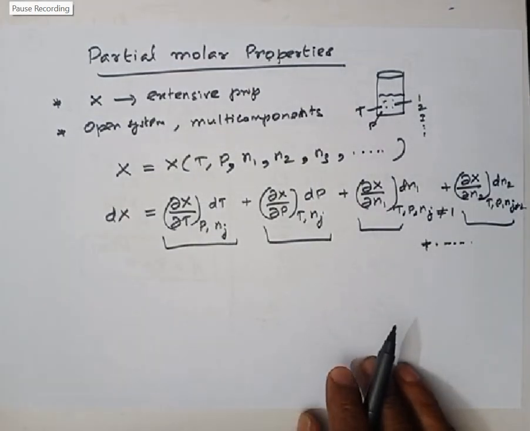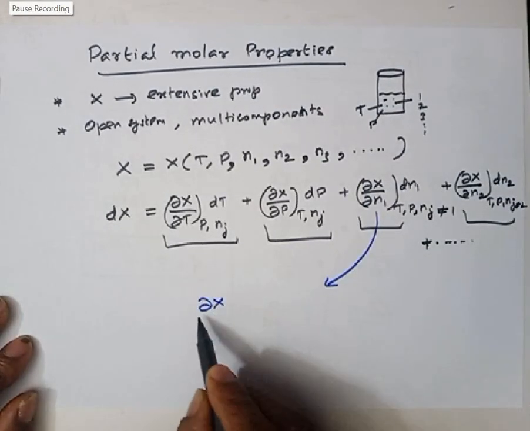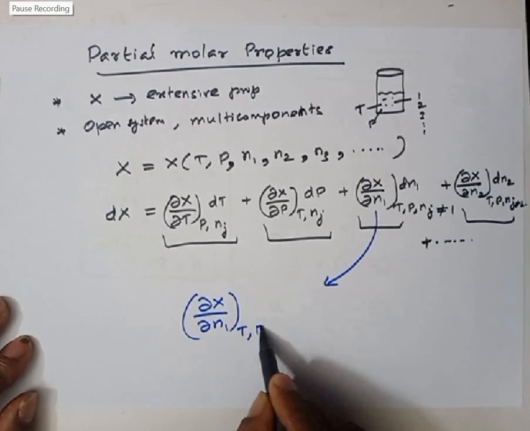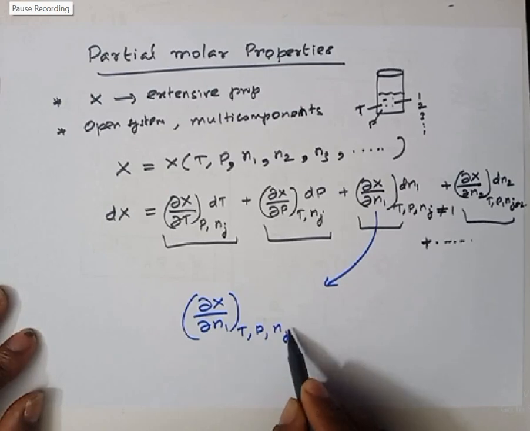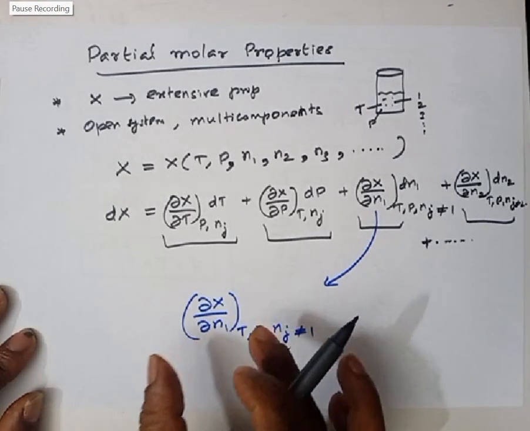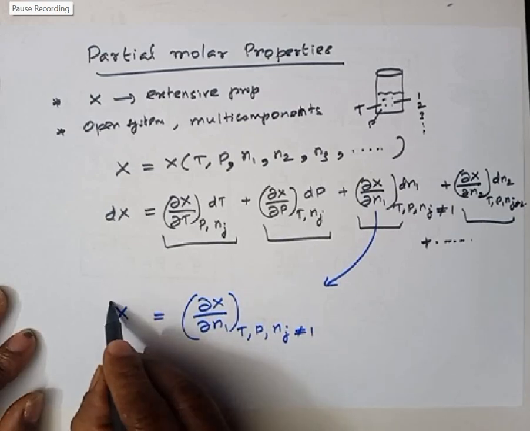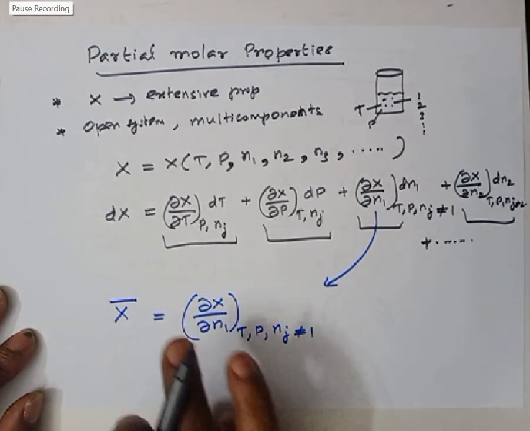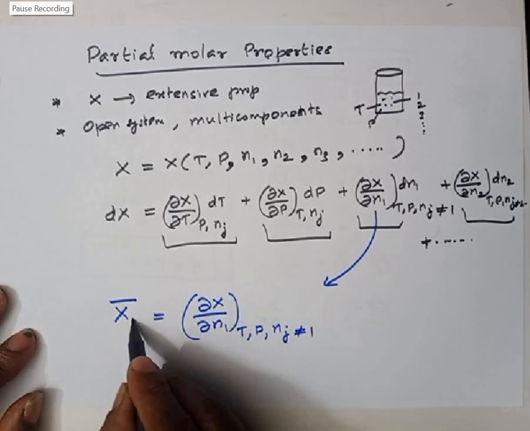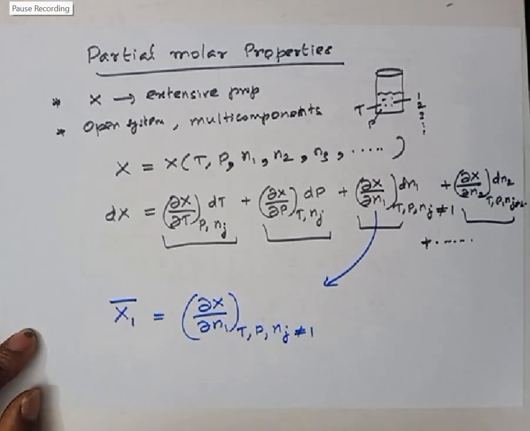Take note. This quantity here, dou X by dou N1, keeping temperature constant, pressure constant, and number of moles of all the components constant except 1, is nothing but the partial molar property. We put the symbol X bar. It is the partial molar property for component 1.